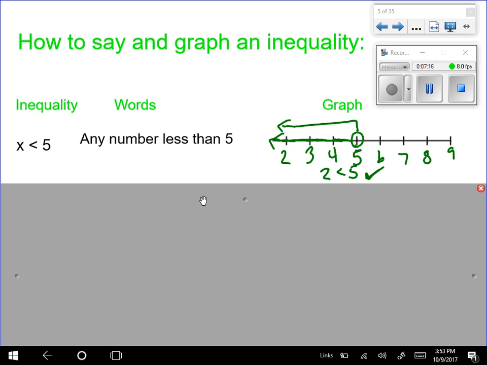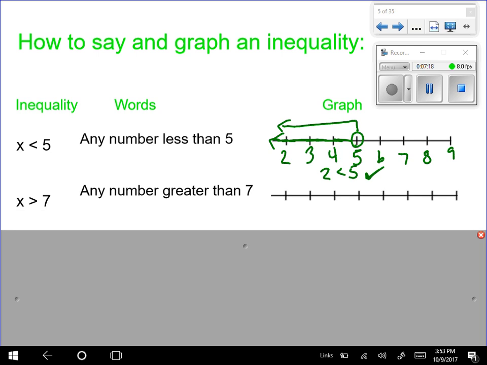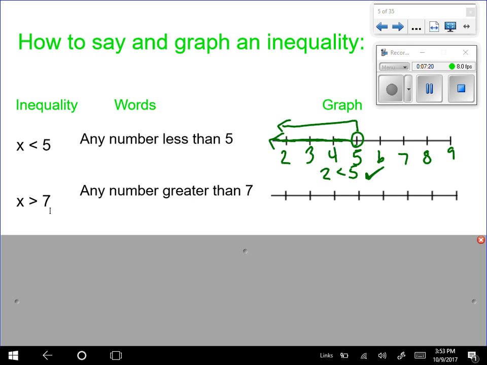If we go down a little further, now we have x is greater than 7. Okay, so any number greater than 7 is kind of the words we would think. So in this case, I could put 7 in the middle, and I have numbers on the other opposite sides. Now I have an open circle at 7, and I want to shade all of the numbers that are greater than 7. So that would go to the right, or above, however you like to graph that.